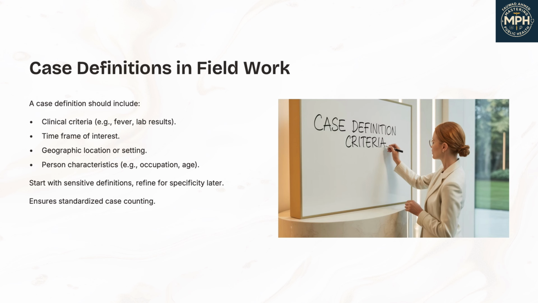Components of a case definition. A case definition is a standardized way to identify and count cases during an outbreak. It includes clinical criteria, time period when the illness occurred, geographic location or setting, and person characteristics such as age, occupation, or exposure. Case definitions may be sensitive at first and then refined to be more specific as the investigation progresses.